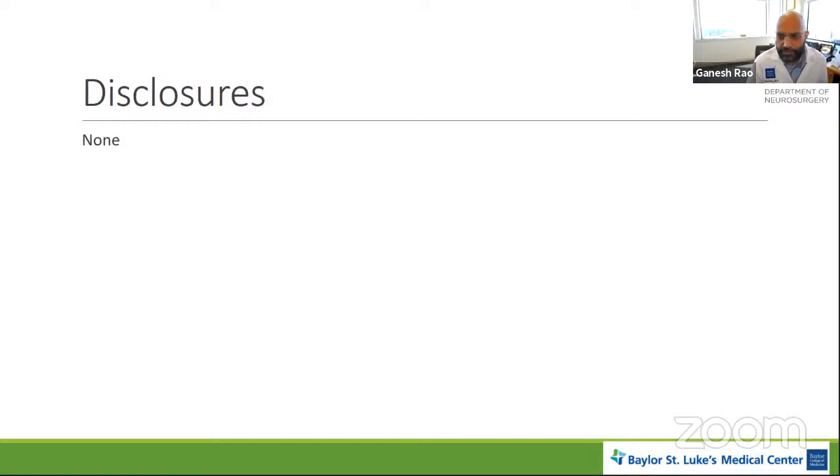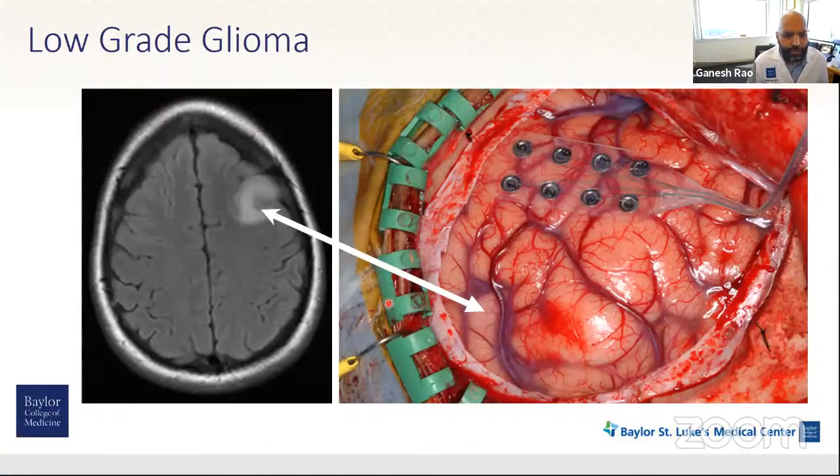I have no disclosures. So I'd like to start with low-grade glioma. These are tumors that have changed in terms of how they're treated over the last several years. Many, many years ago, a tumor like this might be found incidentally in a patient. A patient may present with headaches or a seizure. We'd find a tumor like this that looked somewhat indolent, and we would often counsel the patient that this is something that didn't need treatment at all. These are tumors that are very, very benign.